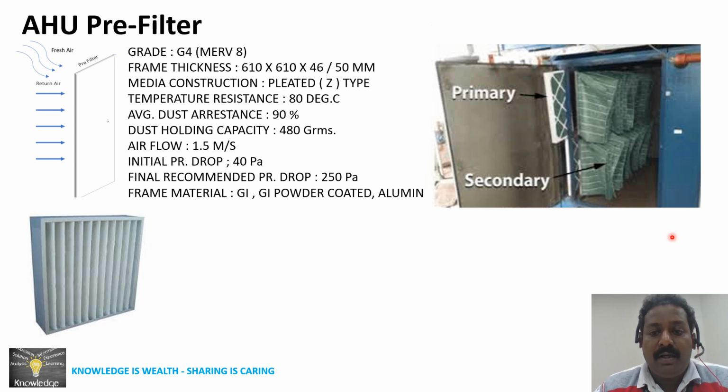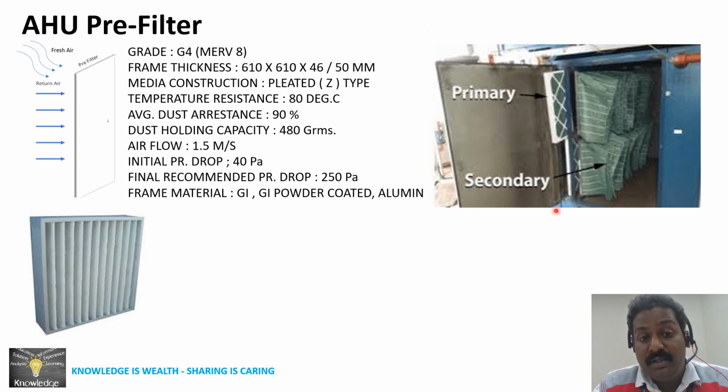In the pre-filter, let's see what all things we are going to check. This is how the pre-filter looks. It is a bag filter and a pre-filter. Usually we call it the pre-filter and bag filter, and in theoretical terms it is a primary filter and a secondary filter. For the pre-filter or primary filter, we need to check the grade, MERV 8, which is G4. In the specification they will give the thickness, how much temperature it can withstand, 80 degrees, and the dust arresting capacity.